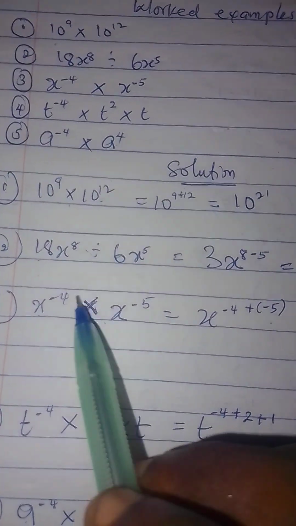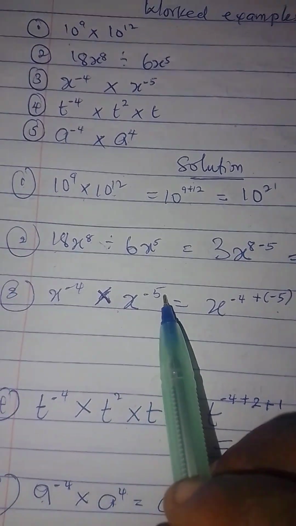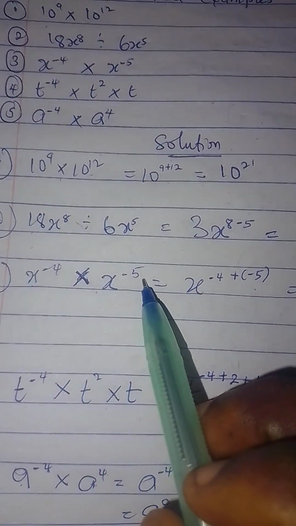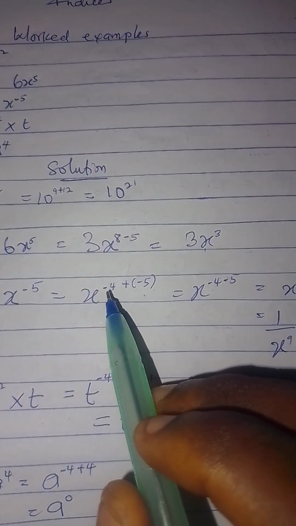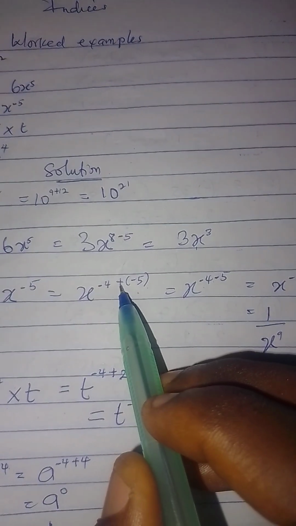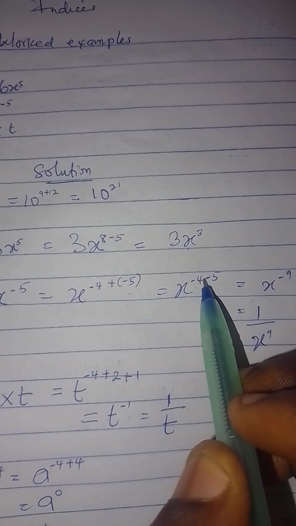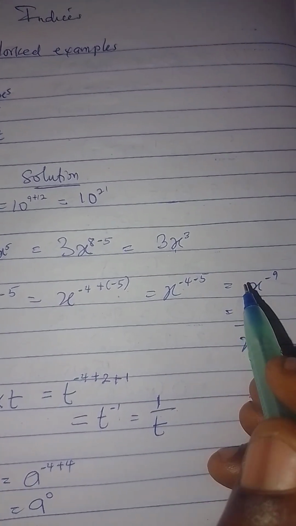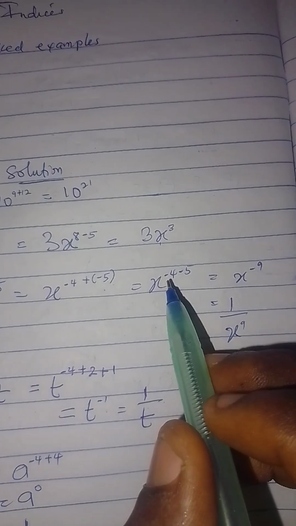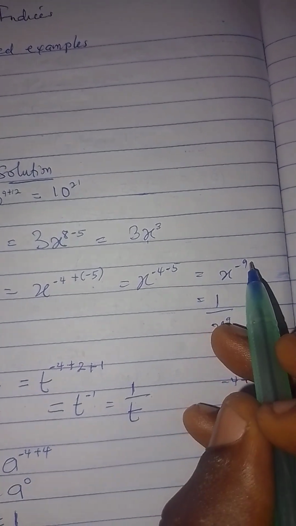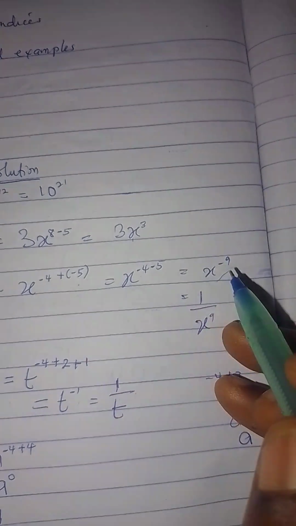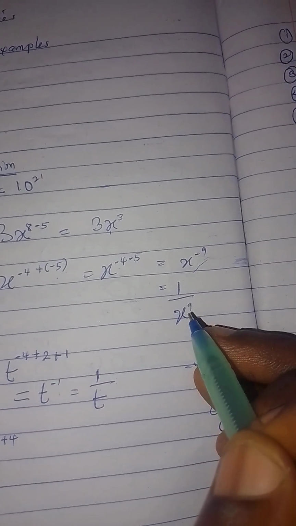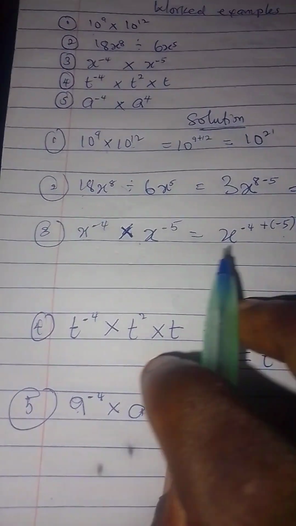Then the third one, I have x raised to the power minus 4 times x raised to the power minus 5. The bases are the same, so I'll add minus 4 plus minus 5. In simplifying it, I introduce a bracket. Then plus times minus gave me minus. So minus 4 minus 5 will give me minus 9. I'm owing 4, I'm owing 5, so I'm owing 9. Now this is a law, the fourth law. We can't leave our answer like this because it's not simplified. All we need to do is say 1 over, then we remove the minus sign, that's x raised to the power 9.